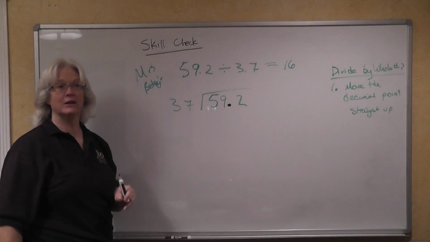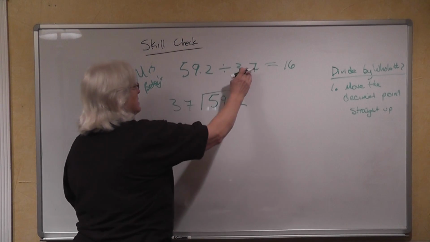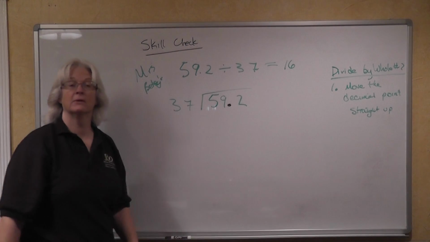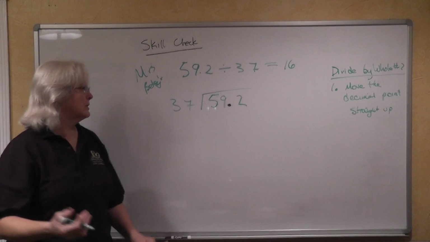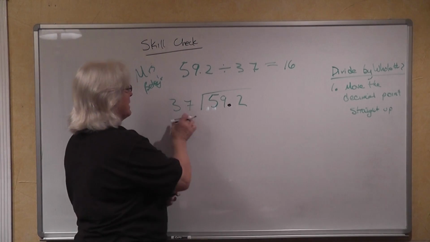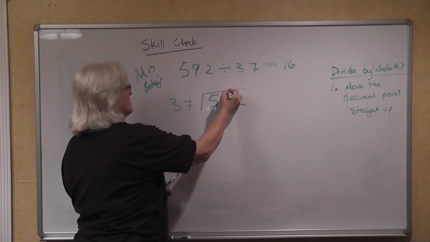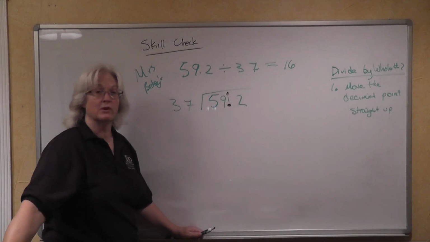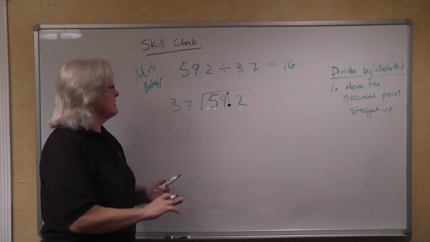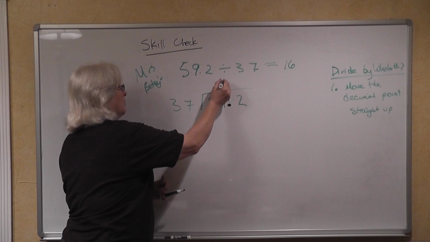What if I have 59.2 divided by 37? Where's that decimal point going to be located? We're dividing by a whole number, so we move that decimal point straight up. 37 into 59, one time.